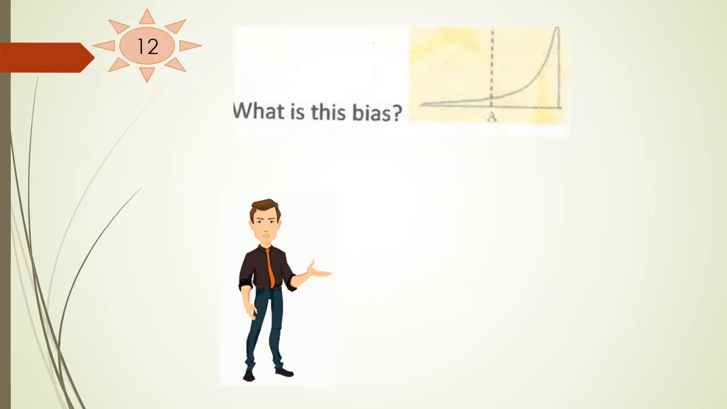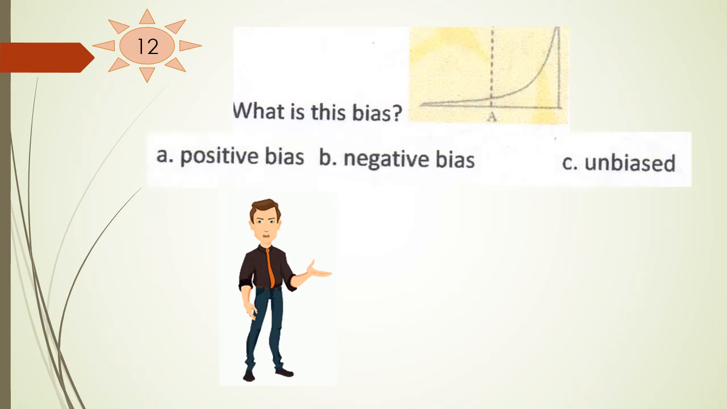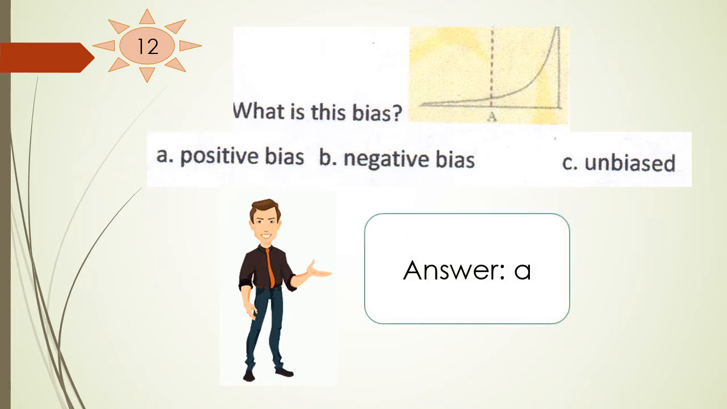Number 12. What is this bias? Letter A. Positive bias. B. Negative bias. Or letter C. Unbiased. And the answer is letter A. Positive bias, since the graph is inclining to the right.